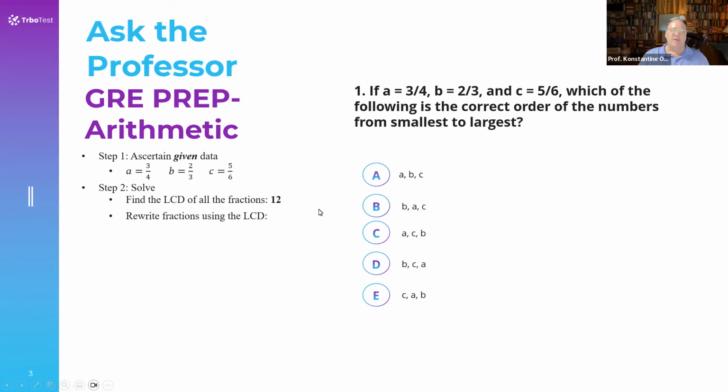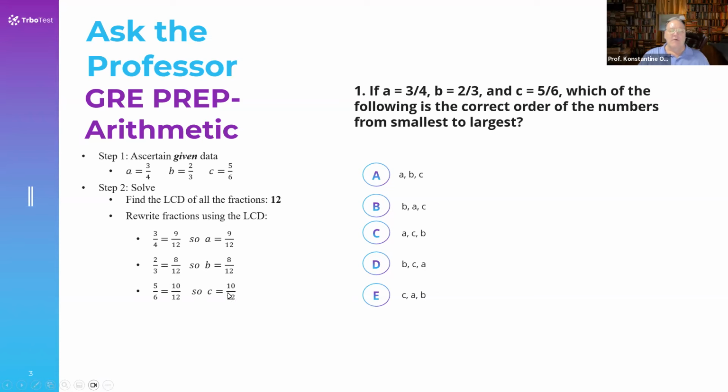Rewrite the fractions using this new lowest common denominator. So 3/4 becomes 9/12. Simple. 4 goes in 12 3 times, so we have to multiply the top by the same that we did the bottom, so it becomes 9/12. So A is 9/12. B, which was 2/3, becomes 8/12. C, which is 5/6, becomes 10/12.